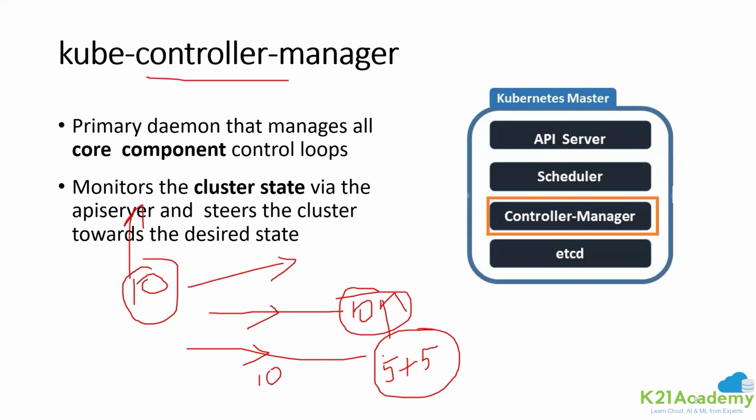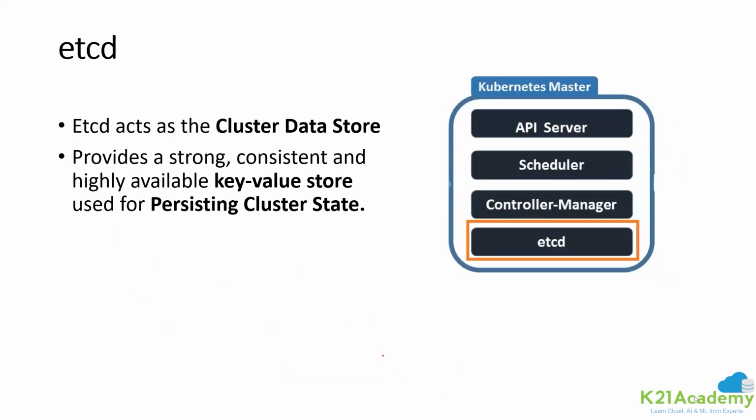And the last piece of the master puzzle is etcd. In Kubernetes, it is the only stateful part of your master node. This is where all the information regarding your cluster will be persisted. So etcd will act like a database to hold your Kubernetes. All the stuff the etcd will take care of.